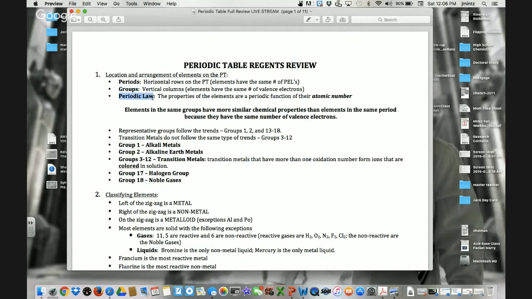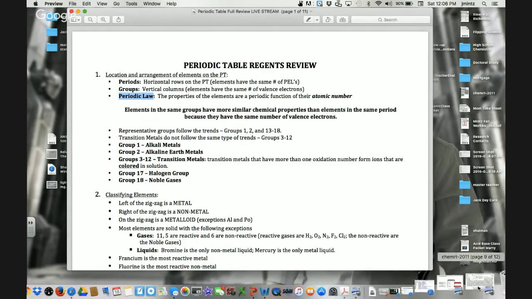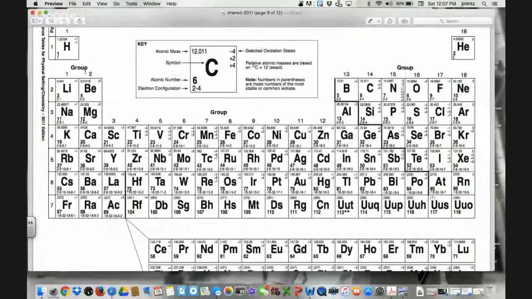I'm sorry that I did skip this up here, but periodic law actually is going to tell us how the table is organized: the properties of the elements are a periodic function of their atomic number. So as atomic number increases, you're going to see a regular repeating pattern of properties, and we'll go through those transitions in just a moment. But if you look at your table, we read it like a book, from left to right, and notice the atomic number increases as we read it. So the periodic table is organized by atomic number.